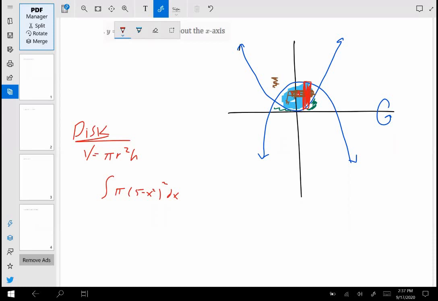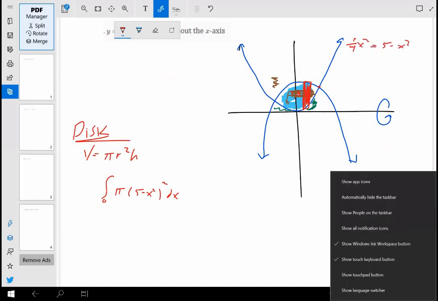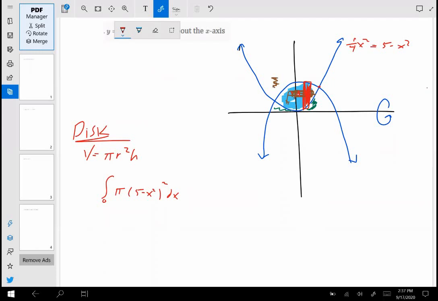And then we're going to run those rectangles all the way over till they intersect, right? So we're going to start at 0 because we're going to use our symmetry. Now, where do those two things intersect? So we have 1/4 x squared has to equal 5 minus x squared. So add x squared to both sides. That's going to be 5/4 x squared has to equal 5. And then we'll multiply by that.